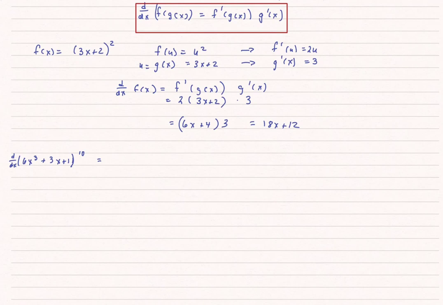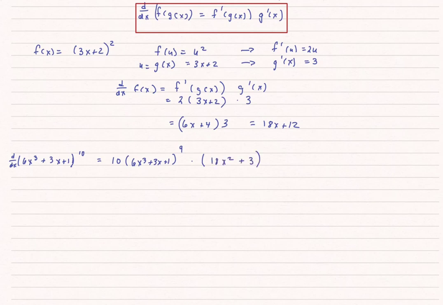If I take the derivative of something raised to the 10th power, that's 10 times that something raised to the 9th power, that is 10 minus 1. So what was the something? The something was the 6x cubed plus 3x plus 1. That takes care of the f prime with g of x plugged in. Now I need to multiply this by my g prime of x. My derivative of g of x, that is that inside term, that's simply equal to 18x squared plus 3.